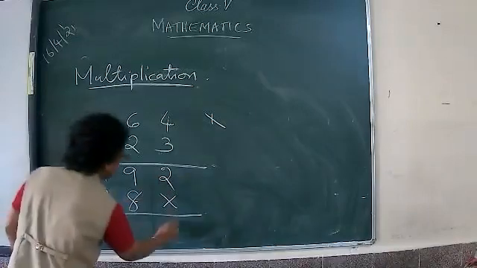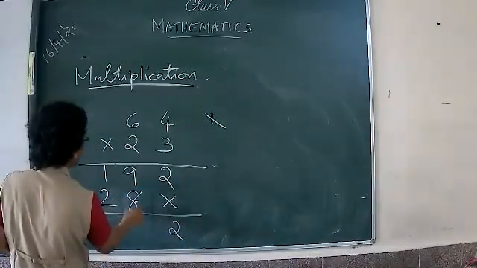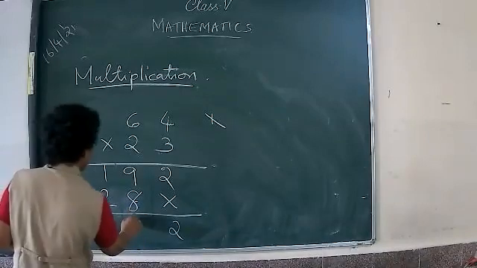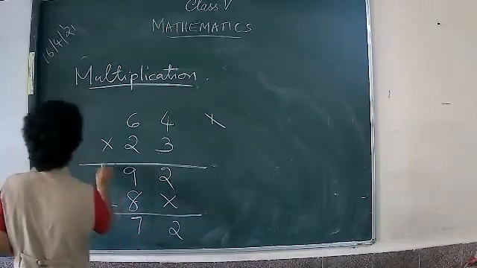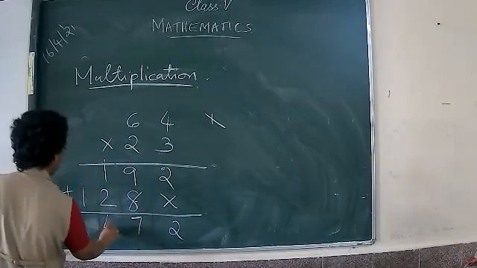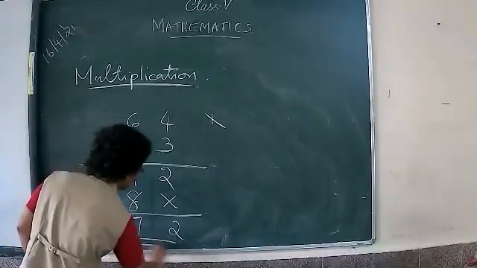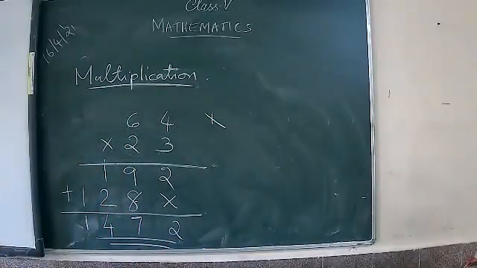So what you will get here? 2 here, and here when you add 9 plus 8 there, it is 17, 7 here, carry 1 here, 1 plus 1, 2, 2 plus 2, 4 here, and the same 1 here. So 1472, 1472 you are getting there. That is the product there.